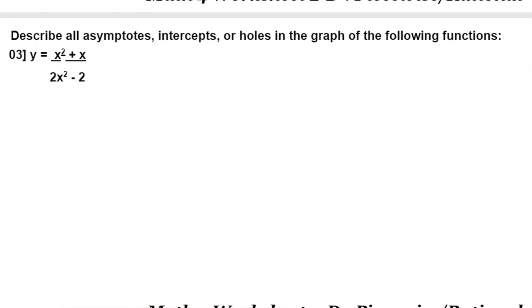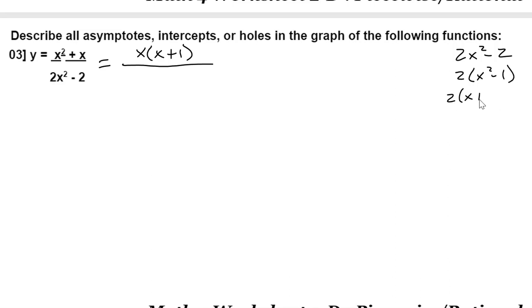Number 3, if we were to factor these guys, it would look something like this. I'd have an x and an x plus 1 on top, and I'd have 2x squared minus 2 becomes 2 times x squared minus 1, which can break down to x plus 1, x minus 1. Hopefully you remember that the difference of squares, if I have like x squared minus 9, I could break that up into x plus 3, x minus 3. So down here on the bottom, I've got 2 times x plus 1 times x minus 1.